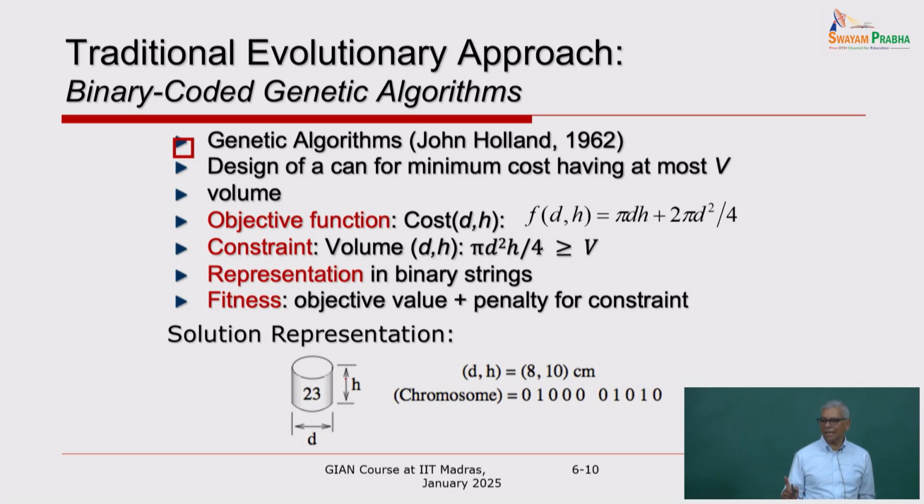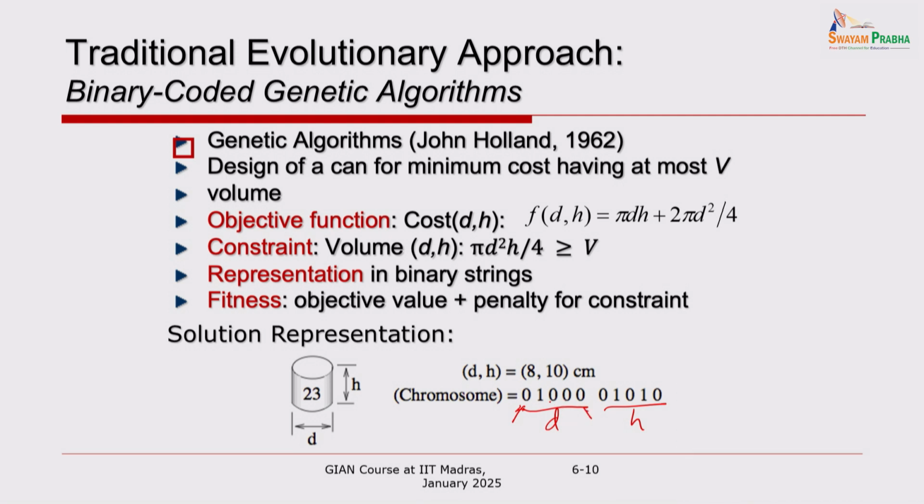Diameter, height are the two variables. But instead of using these real numbers, D and H, I'm going to code them in binary strings. So here is D coded to a number. Here is H coded to a number. So this is a binary string, most significant, least significant. So when I decode, what will be the value? 0 plus 2 plus, sorry, these are all 0. So this gives you 8. So you write 8, and this will be 10.